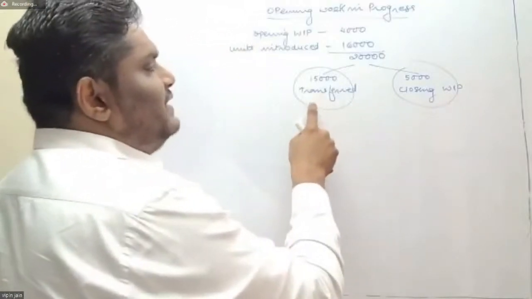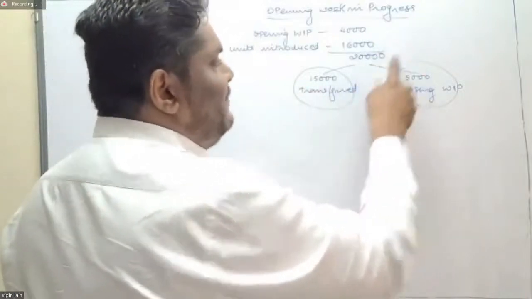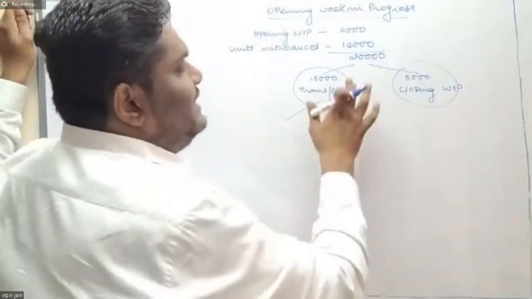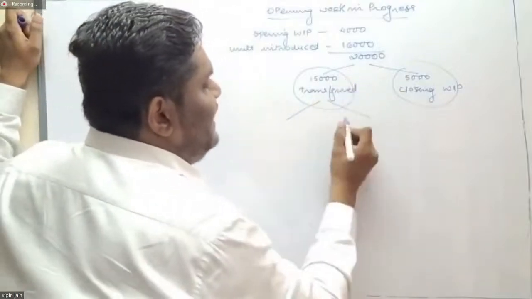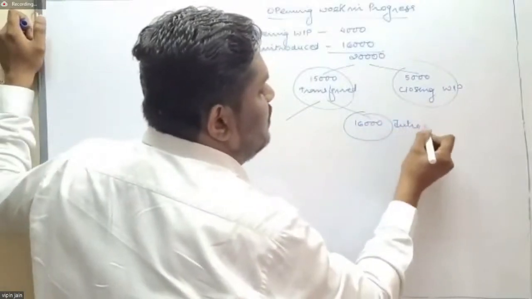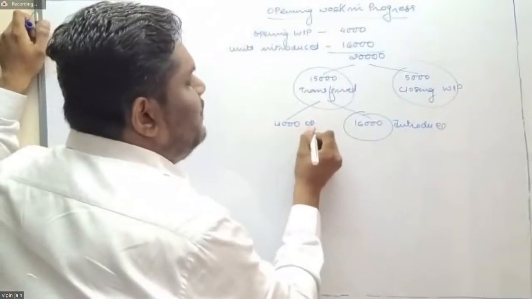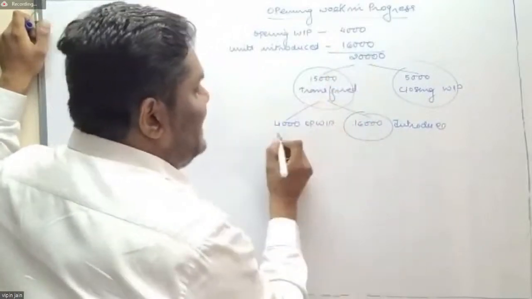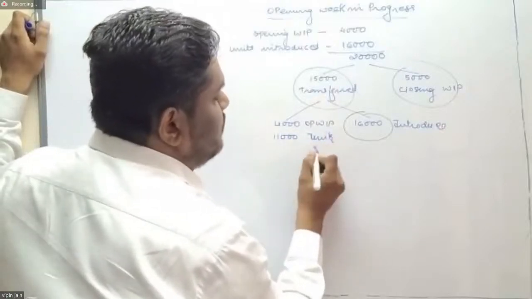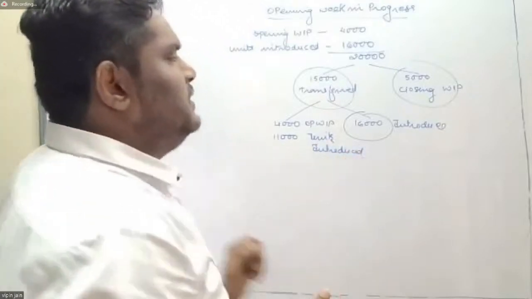Let's say these 15,000 units, we have to find out whether they are transferred entirely from the 16,000 units that are introduced, or 4,000 from opening WIP and the balance 11,000 from units introduced. So these are the possibilities.